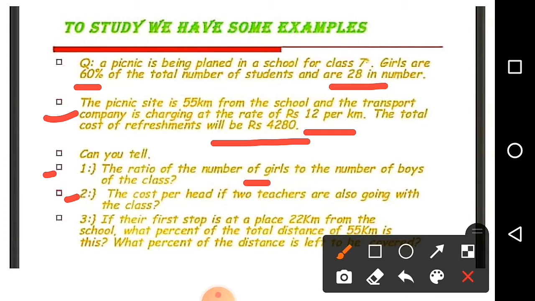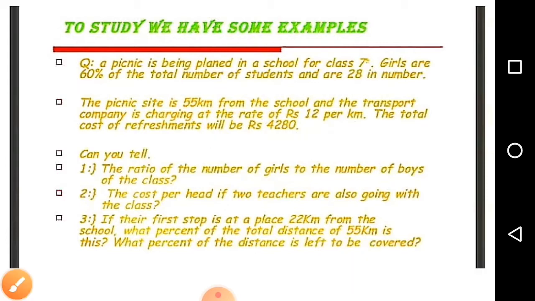Third one is if their first stop is at place 22 किलोमीटर, अगर पहला स्टॉप 22 किलोमीटर पे है from the school, then what percent of the total distance is 55 kilometer. तो कितना परसेंट टोटल डिस्टेंस का जो है that is 55%. So that we have to find out again in percentage. What percent of the distance is left to be covered? So these are the questions. Okay, so we have to find ratio, we have to find percentage, we have to find the total cost. So let us see the solution of this one by one.